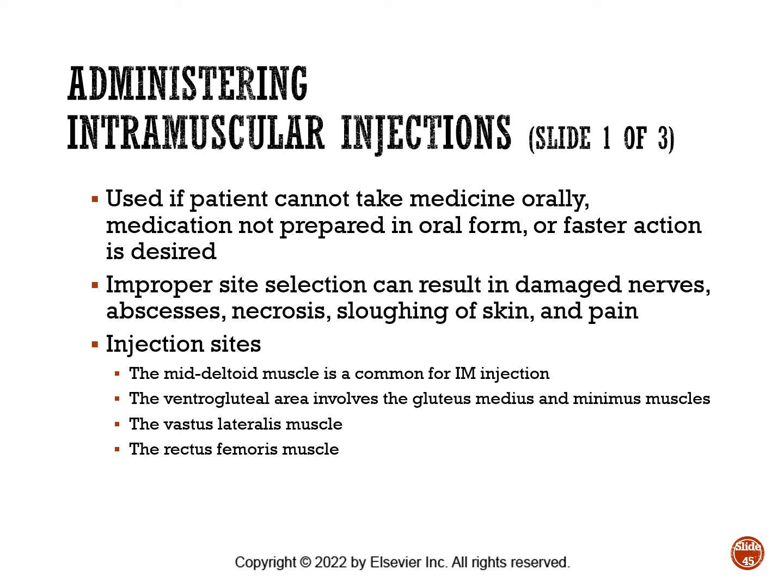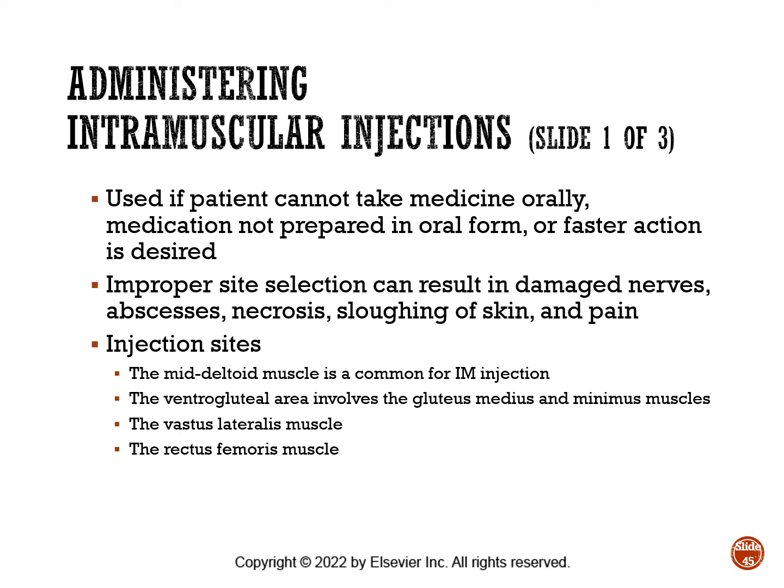The mid-deltoid muscle is a common location for the IM injection. The correct site for injection can be located by placing 4 fingers across the deltoid muscle, with the little finger on the acromion process. The site is 3 finger widths below the acromion process.